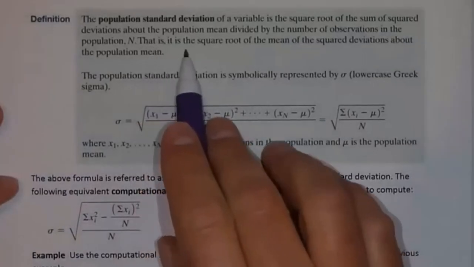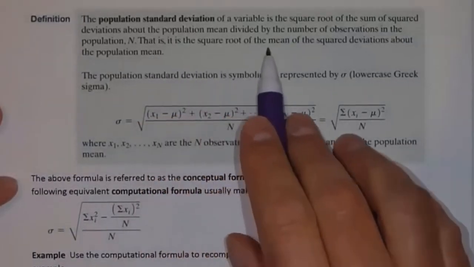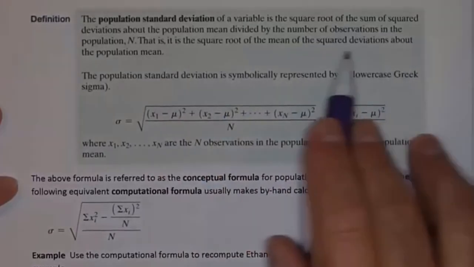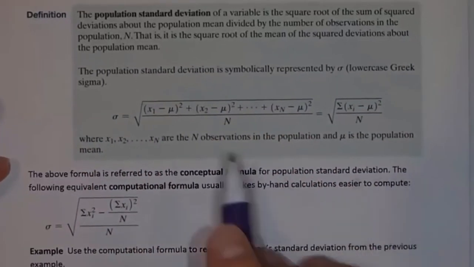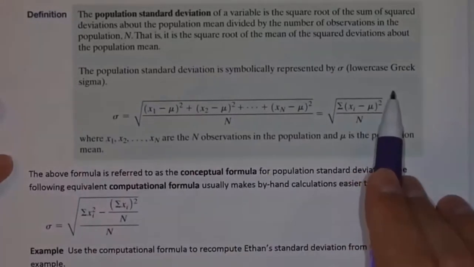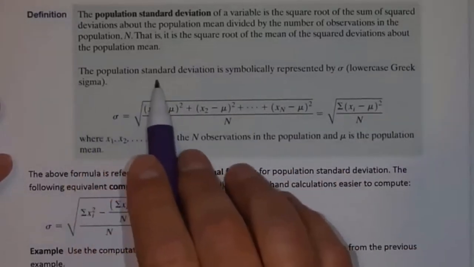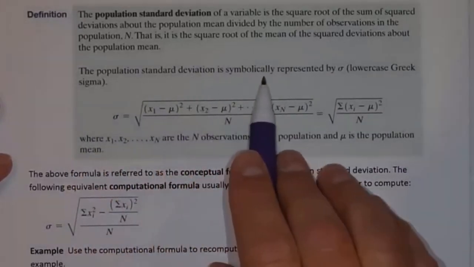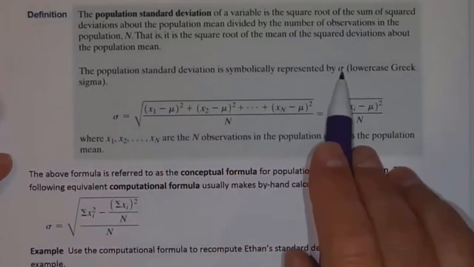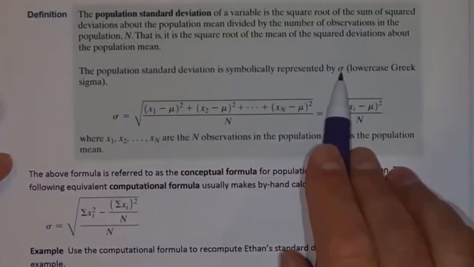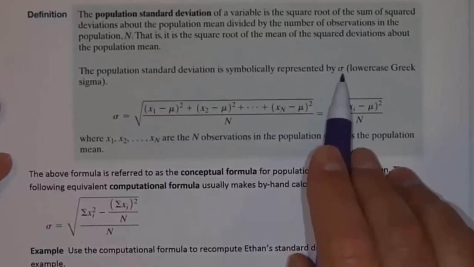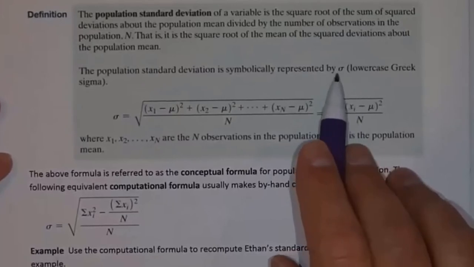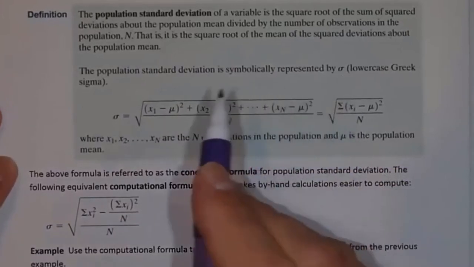That is, it is the square root of the mean of the squared deviations about the population mean. So in other words, the population standard deviation is symbolically represented by this symbol right here. It kind of looks like an O with a curly Q on it. That is the Greek letter sigma, and specifically it is lowercase sigma.